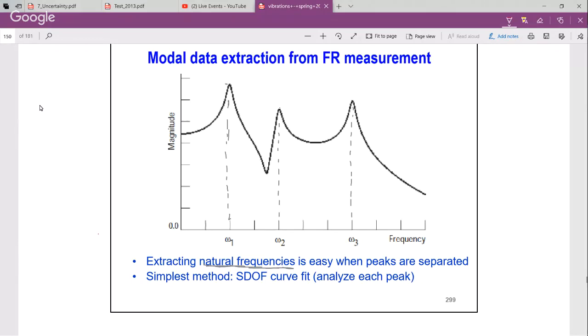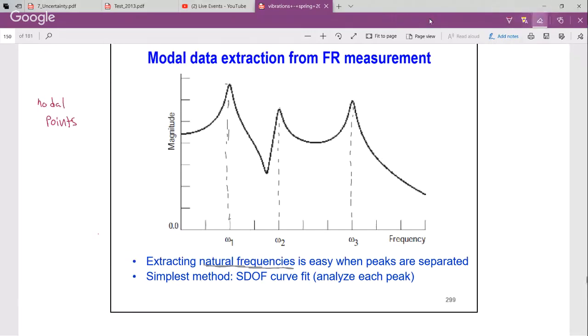The only time it becomes a problem is, remember when we talked about nodal points and nodal lines? In that case, the system doesn't respond. If you put an accelerometer to measure response on a nodal line or nodal point, and you strike, it's not going to measure that mode.